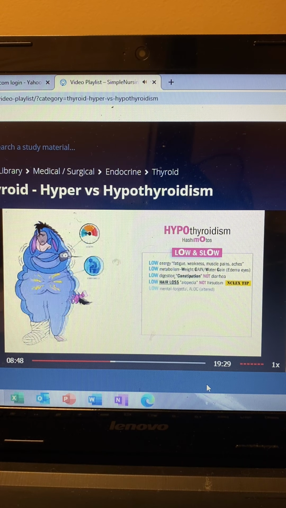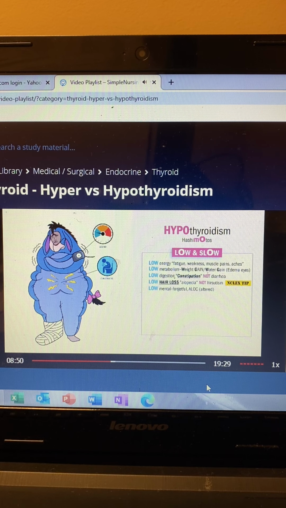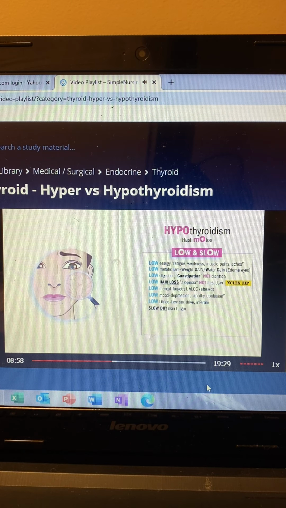We also have low mental status, or basically forgetfulness. Low mood, known as depression, apathy, or confusion. Low libido with low sex drive or infertile. And also slow, dry skin turgor. Huge NCLEX tip here, guys. Not hot, not sweaty. Hypo, we have that dry skin. Now our last 2 NCLEX keywords for low and slow.